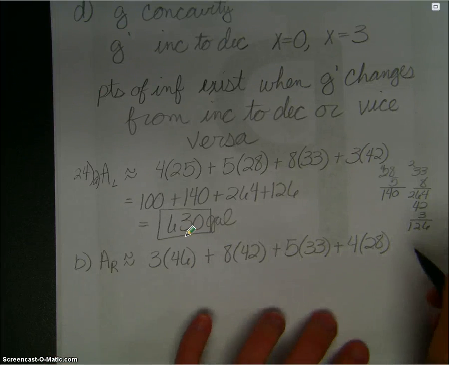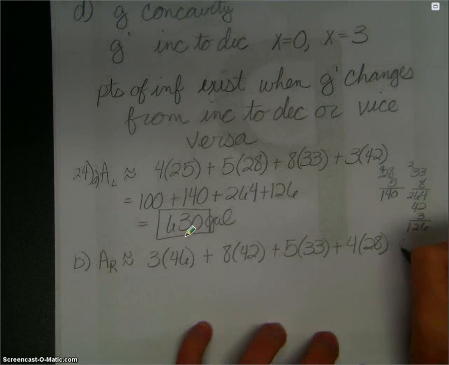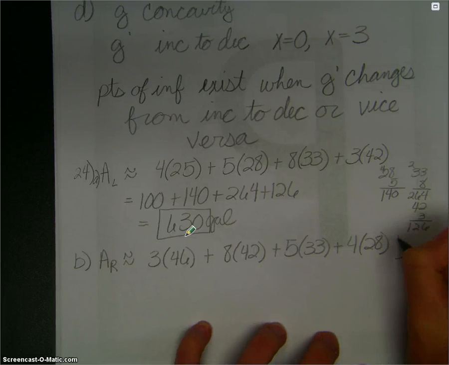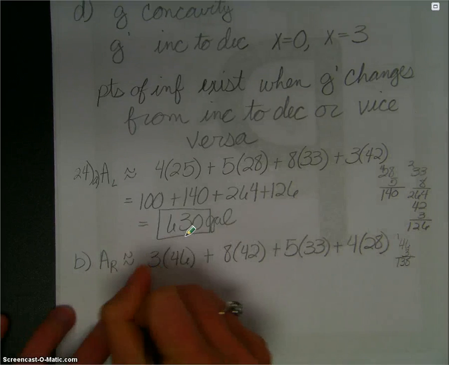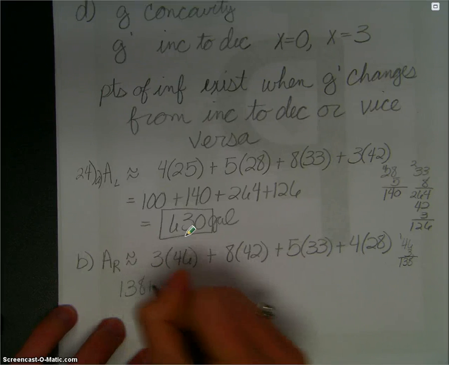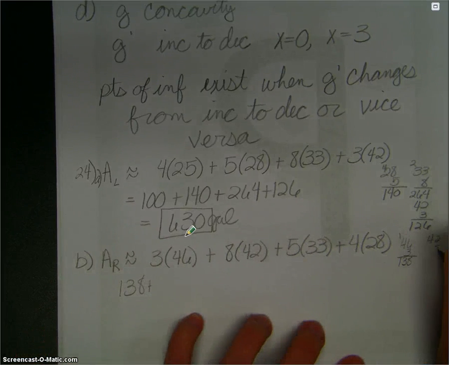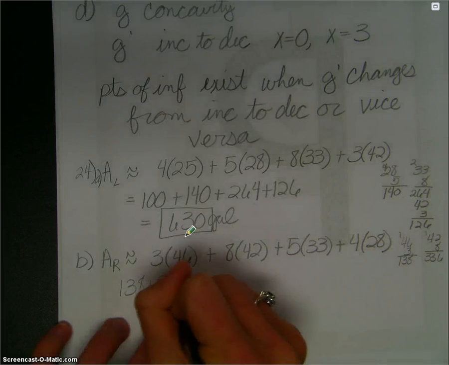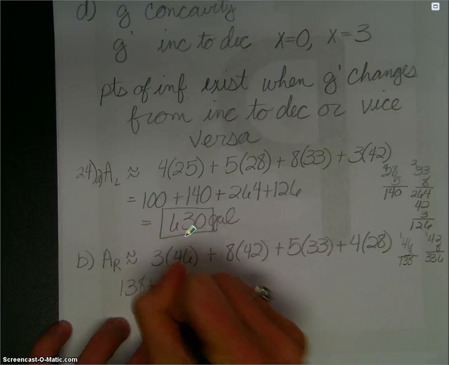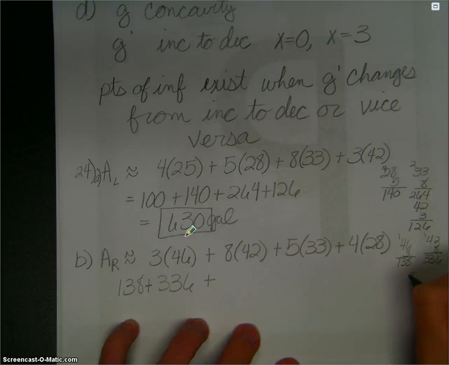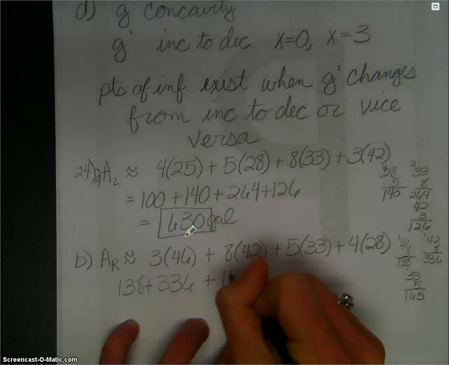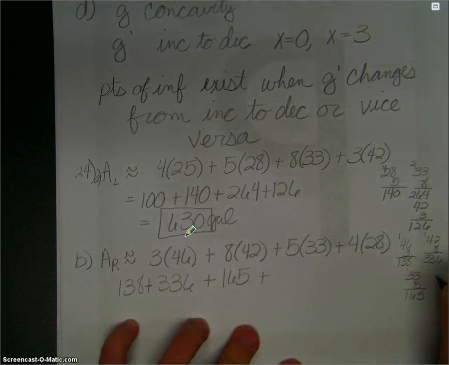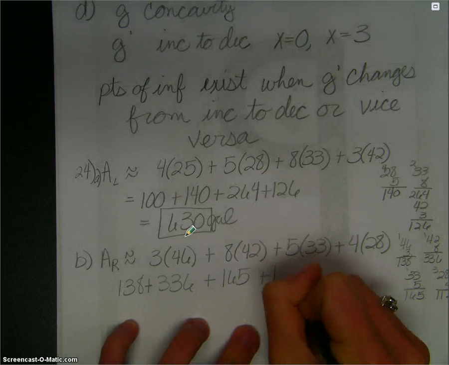Okay, so same thing. Let's do a little bit of math with these. 46 times 3 is 138, plus 42 times 8, which gives me 336. And 33 times 5 gives me 165. And 28 times 4 gives me 112.